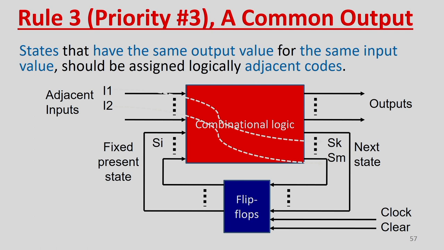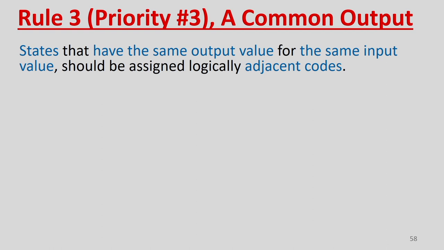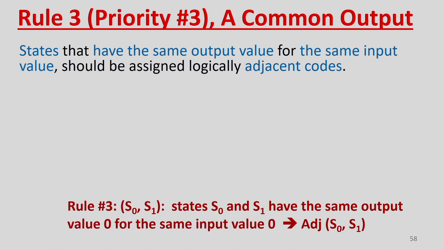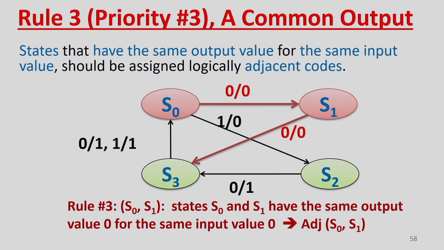So, same output value, next state logic may reduce. Same input value should assign adjacent code. States that have same output values: if you look at the states that have same output values, this is output value 0 for the same input. From the same input values, we should assign the same states.